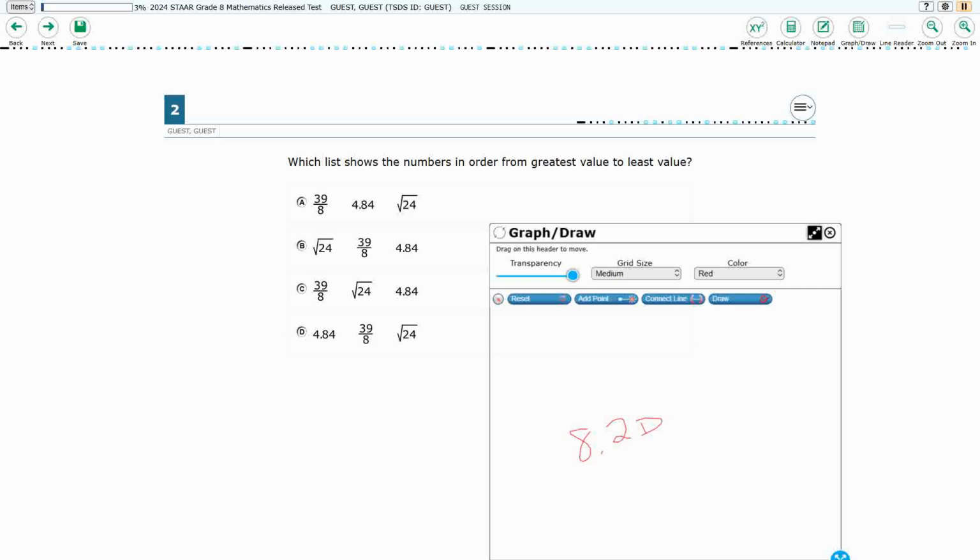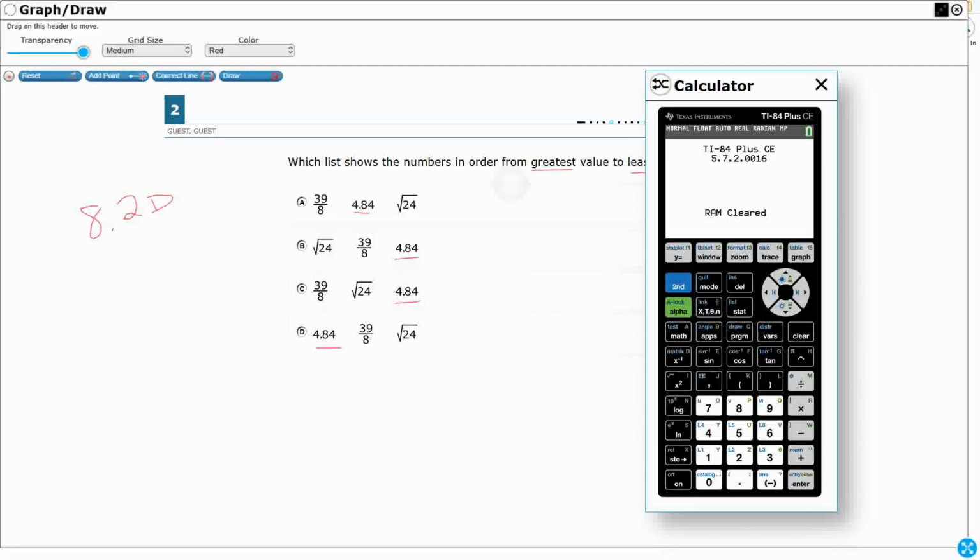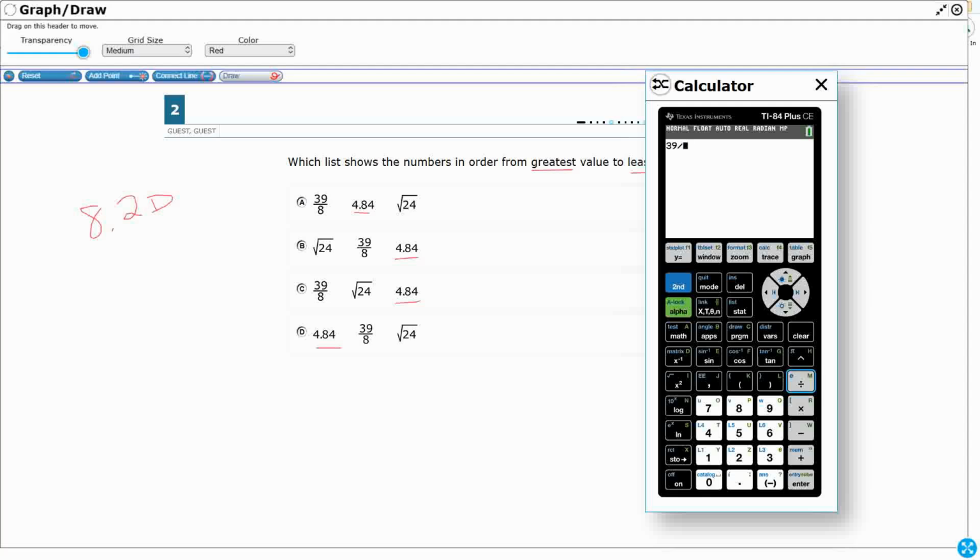So let's get our calculator on this one. All right, so let's just do 39/8. That means 39 divided by 8. So that's 4.875. So let's do 4.875 for these 39 over 8.